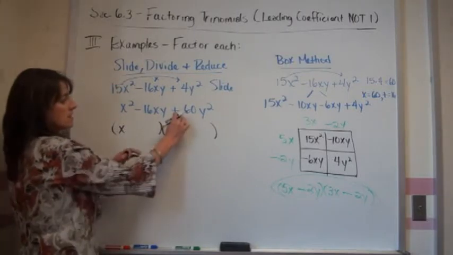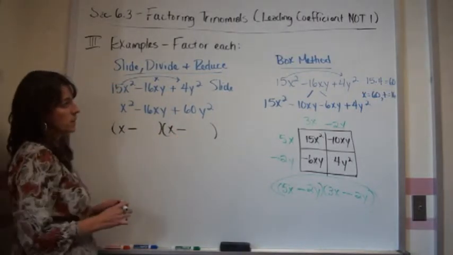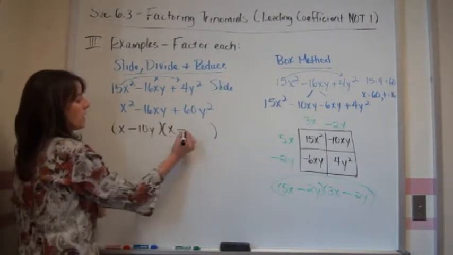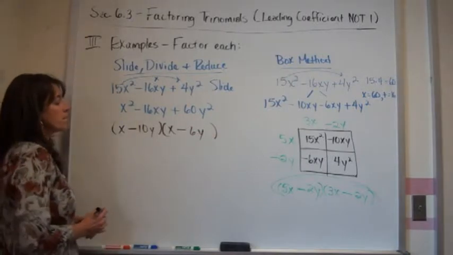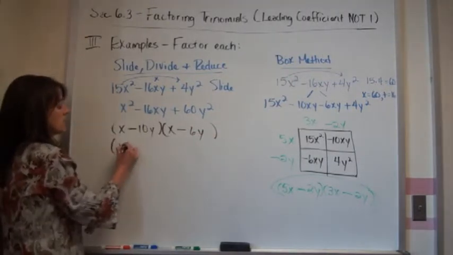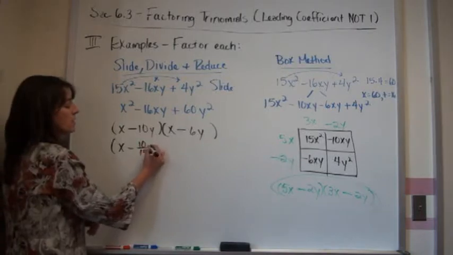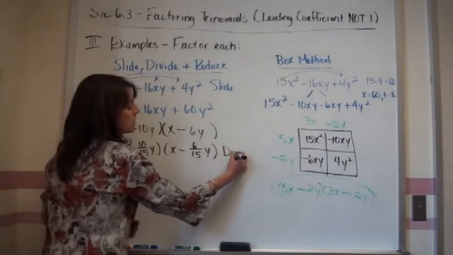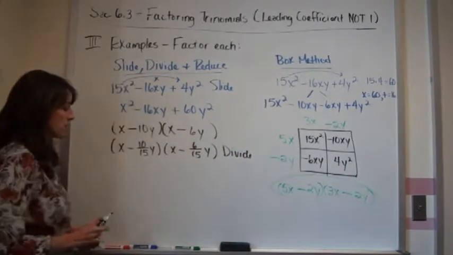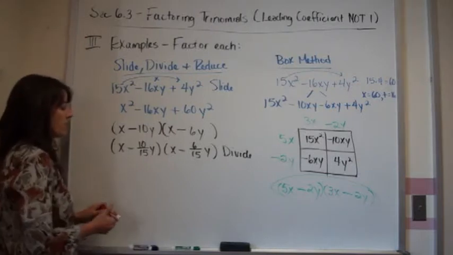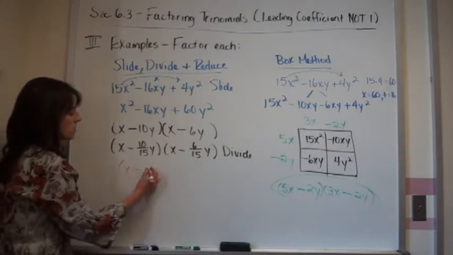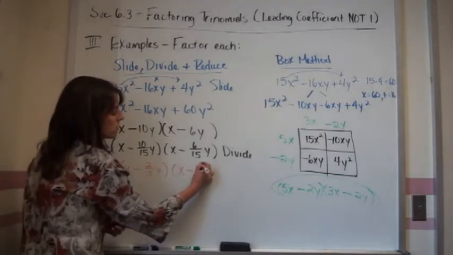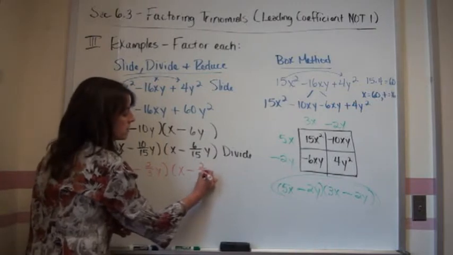Split it up as an x and an x. Same signs, both minus. Split up my 60, two numbers that will multiply for 60 and add up to be a 16. There's my 10y and my 6y. But now I'm going to divide because that 15 doesn't just disappear, so I'm going to divide it in. And again, only divide it into the numbers. There's the divide. And that all-important step of reducing. So now I'm going to reduce my fractions. 10 over 15 reduces to a 2/3. And 6 over 15 reduces to a 2/5.